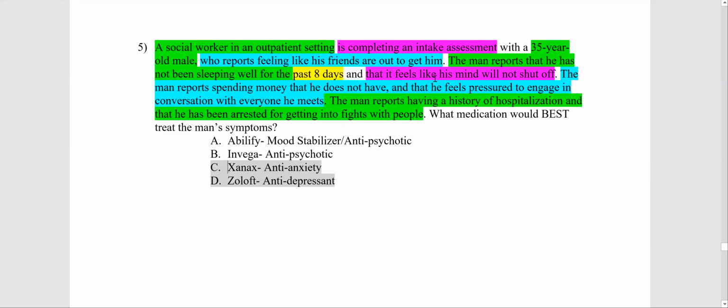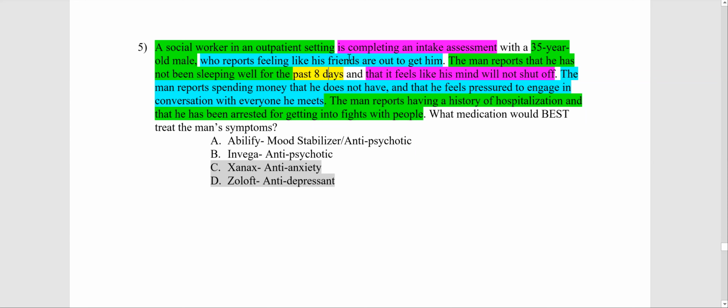Not sleeping well, that could be kind of linked to it. But he's also saying his mind's not shutting off. He's spending more money than he has. He's feeling pressured to engage in speech with everybody. And he's been hospitalized. So are we looking at a mood disorder or are we looking at a psychotic disorder in some way, shape, or form? So at this given moment, we don't have any delusions, no hallucinations, no catatonic behavior, no disorganized speech, or any negative symptoms. And the length of time is 8 days.